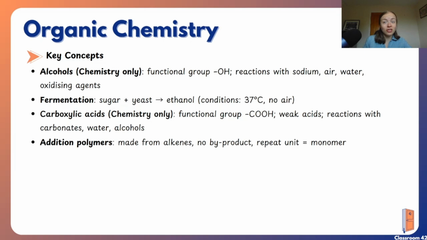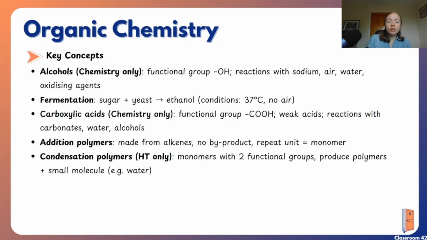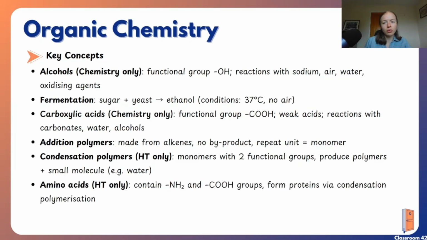We also have the reactions of addition polymers, which are made of alkenes, and they don't have a byproduct, and they essentially have those repeat units called monomers, and this makes them incredibly useful materials. You also need to know about condensation polymers as well if you're higher tier only, and those are monomers with two functional groups which produce polymers and a small molecule which is typically water, but both of these reactions can be used to form incredibly useful products.